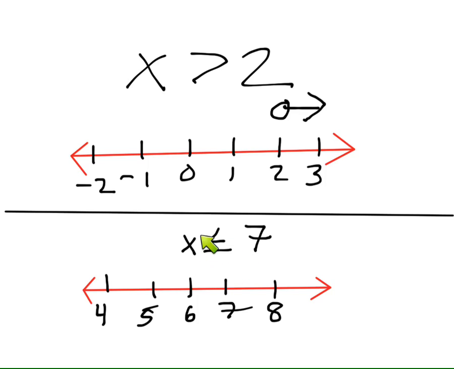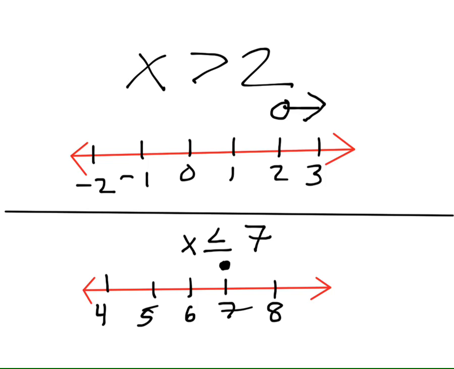So this says x less than or equal to 7. So I want all the x's that are less than or equal to 7. So would 7 work in this problem if I plugged it in for x? Yeah. It would, right? 7 would work. So that means I'm going to put a closed circle or a filled-in circle for 7. Because 7 would work. 7 is what we call included in this answer, or it's included in this problem.